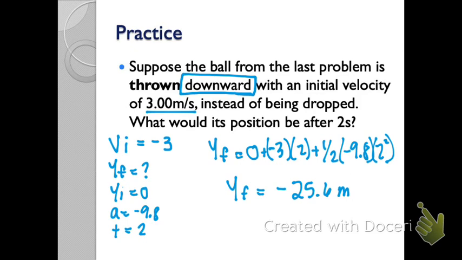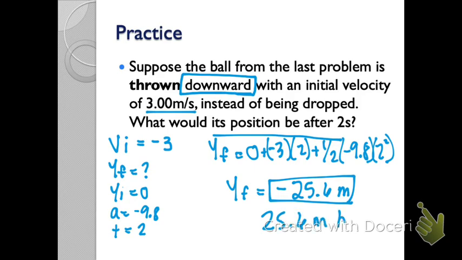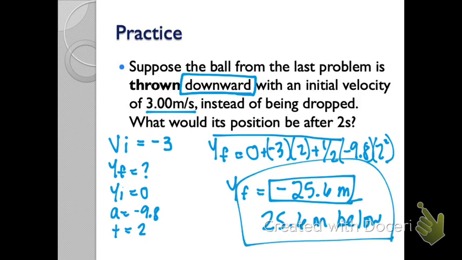Okay, so if we're answering what would its position be after 2 seconds, I would take this answer, or you could say it's 25.6 meters below. Actually, this is probably the best 2 ways. If you really wanted to, if you had started with 70 as my initial position, it would have been 70 minus 25.6, but I don't usually answer questions that way.